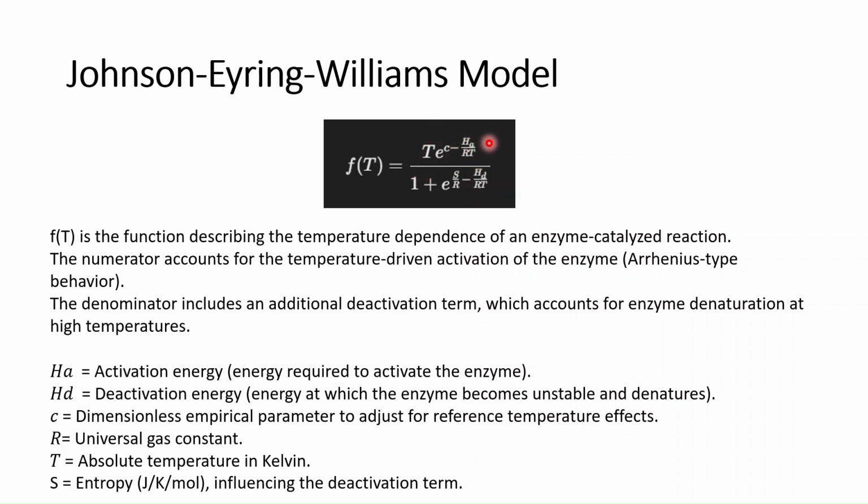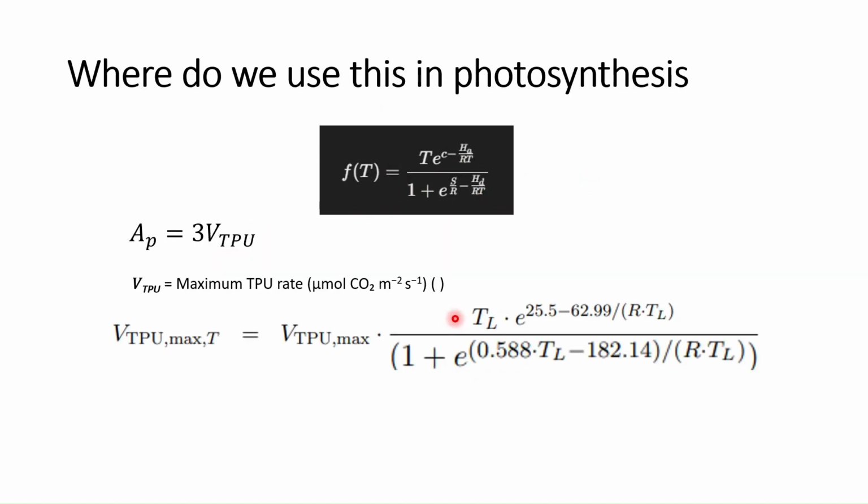So the numerator is the same, but in the denominator we get an additional term compared to the Arrhenius equation, where the denominator is 1 plus e to the power S by R. S is an entropy term influencing the deactivation energy. So apart from the activation energy, a deactivation energy is also considered, and it is represented in this form in the denominator. So this is the Johnson-Eyring-Williams model, or this is how the Arrhenius equation was modified to include the deactivation term. So where is this used?